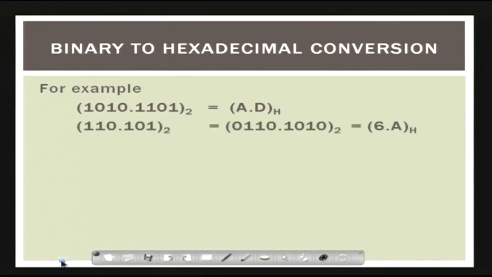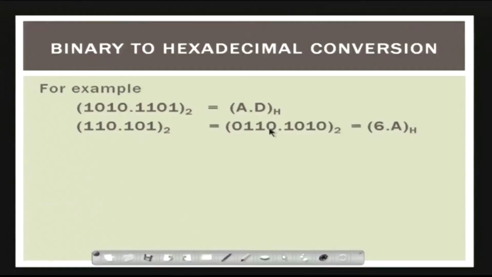The next number is 110.101. Here you can see both the parts do not have 4 bits. So, now the problem is how we can make it into a 4-bit number. As I said earlier, for the integer part, you can put a 0 in front, that is, you are moving towards the left. So, we write 011 as you can see here and we put a 0 in front of it.